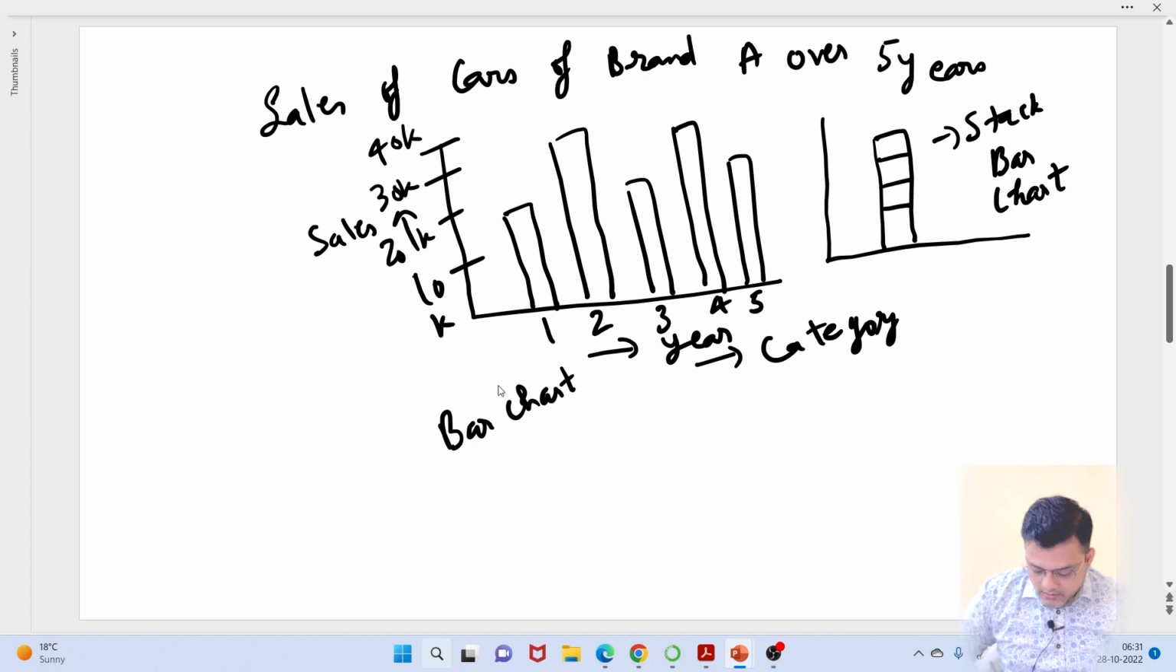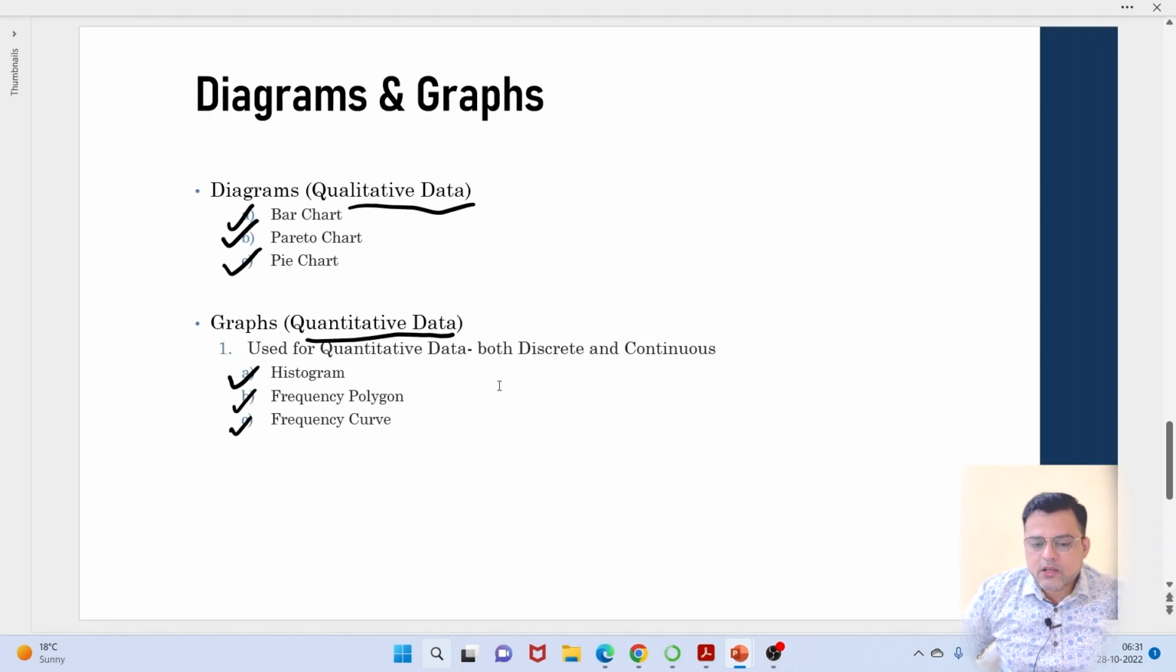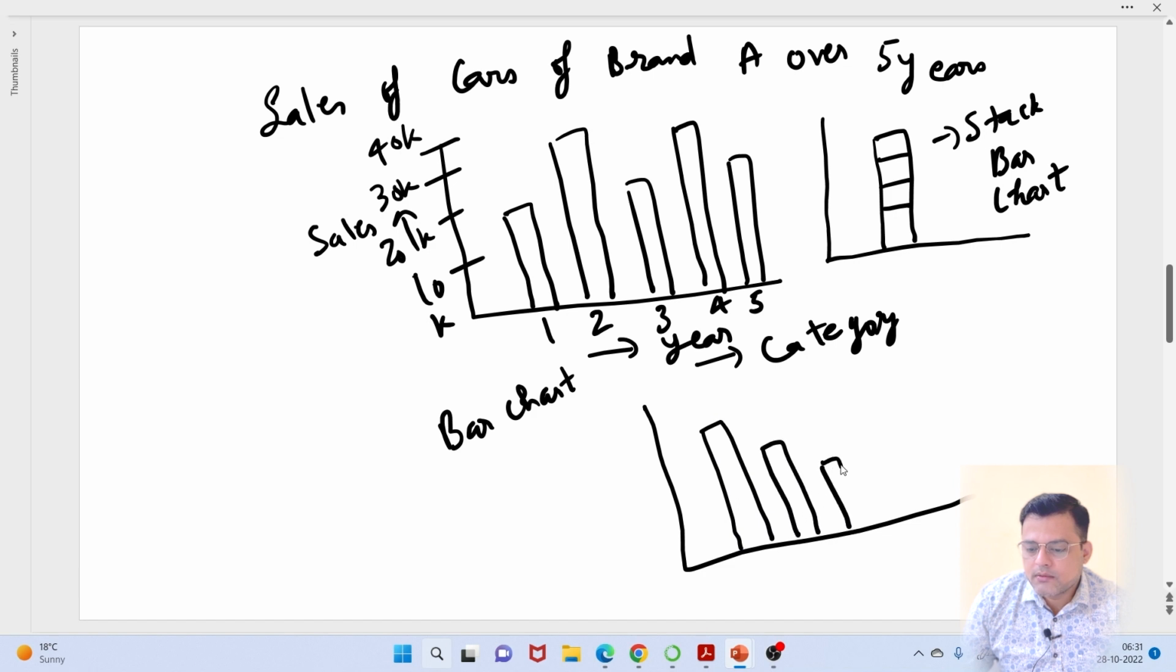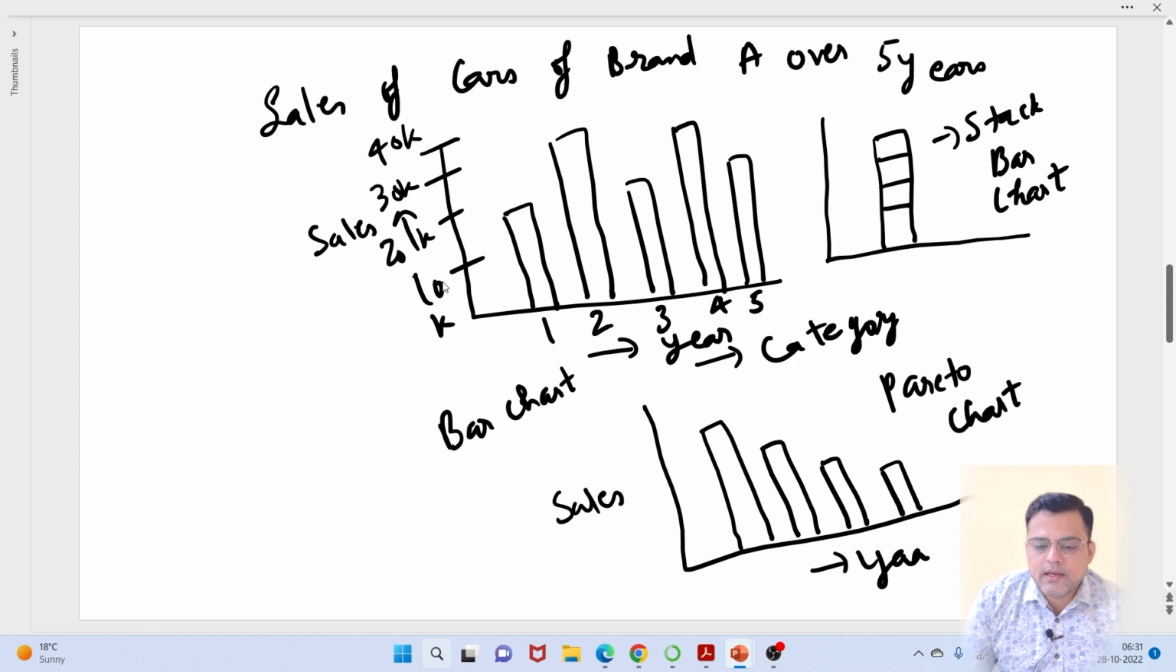Next is called as Pareto diagram. So in case of Pareto diagram, it is similar to bar chart, but it is organized in a descending order like this. The sales will be organized in a descending order, but it is similar to bar chart. This is again year, and this is again sales, and this is called as Pareto chart. But in our data science and data analytics, we normally go with bar chart only.